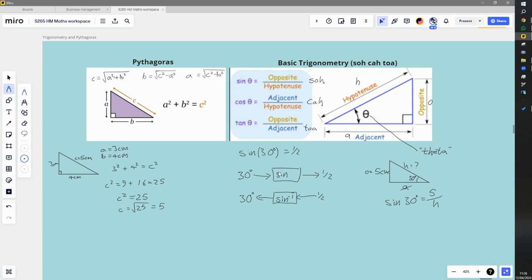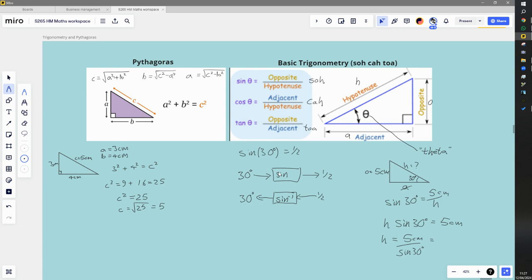So we need to be able to rearrange this formula. I would probably multiply both sides by H. That gives me H sine 30 degrees is equal to 5 centimeters. And then divide both sides by sine 30. So H is equal to 5 centimeters over sine 30 degrees. And we found out earlier on that sine 30 degrees is equal to a half.